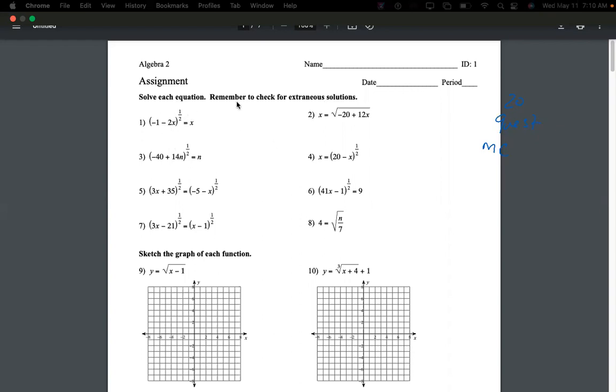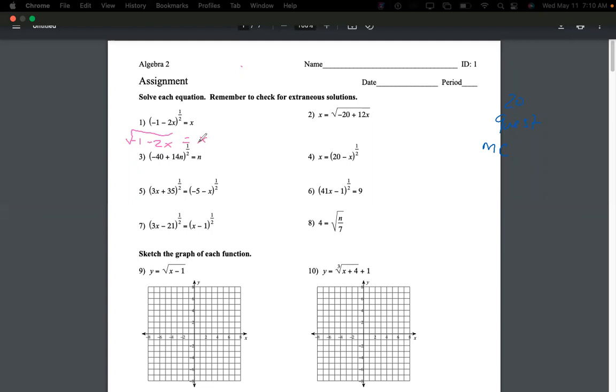Okay, so number 1 says, solve each equation and remember to check for extraneous solutions. These are radical functions, right? The reason I know that is because it's got this 1/2. So I'm going to rewrite this using a square root. So I got square root of -1 minus 2x equals x.